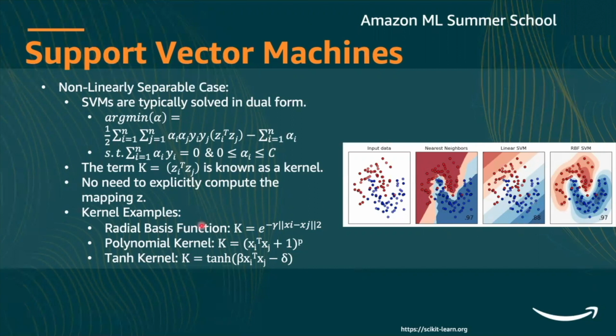However, if you choose an RBF SVM, that means you're using this function, right? That means you're mapping it to some higher dimension. Using this function, you get this kind of classifier, and you get 97% accuracy.